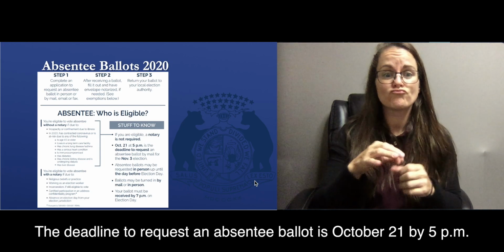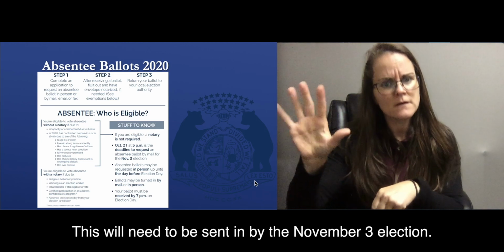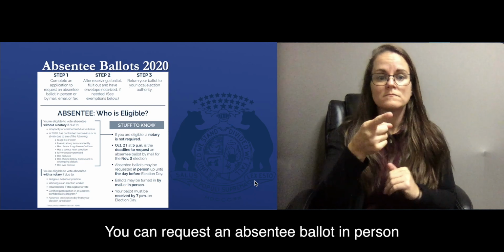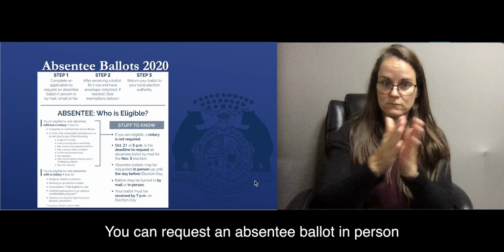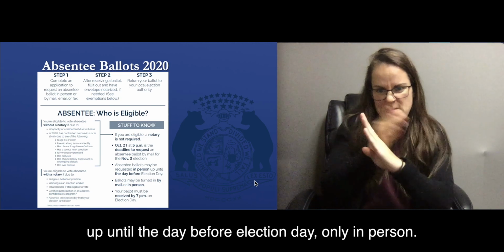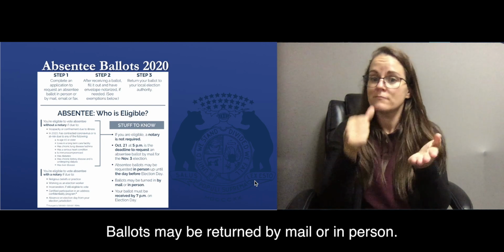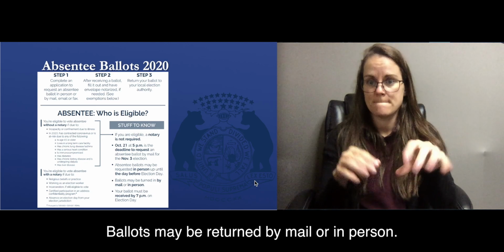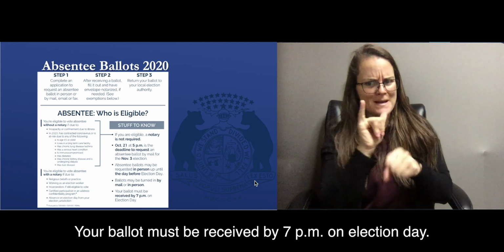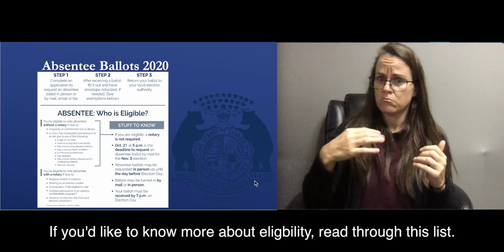The deadline to request an absentee ballot is October 21st at 5 p.m. This will need to be sent in before the November 3rd election. Absentee ballots may be requested in person up to or until the day before Election Day. Ballots may be turned in by mail or in person. Your ballot must be received by 7 p.m. on Election Day. If you would like to know more about the eligibility, you can read through this list.